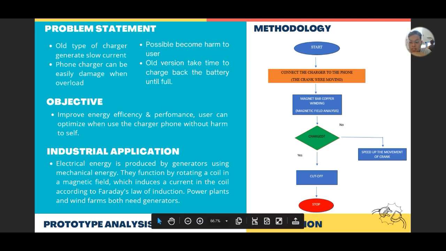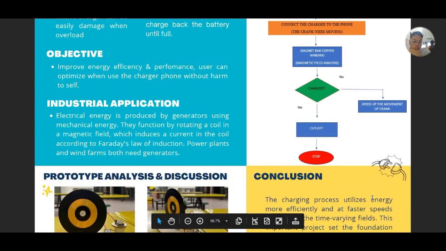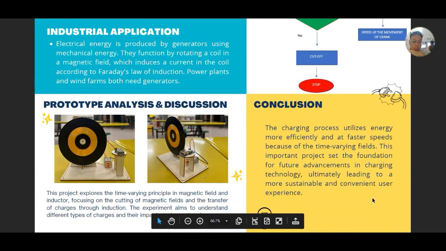So for the industry application of our project, first, electric energy is produced by a generator using mechanical energy. It functions by rotating a coil in a magnetic field, which induces a current in the coil according to Faraday's law of induction. So from that, power plants and wind farms both need this. So, continuing to the conclusion.